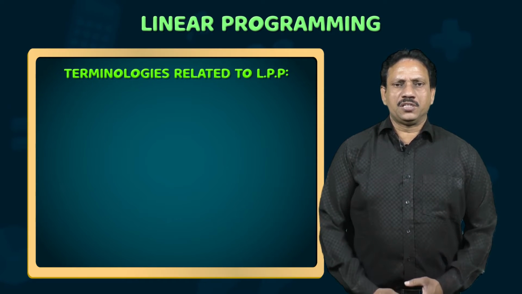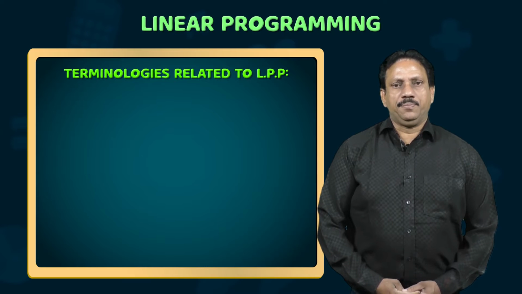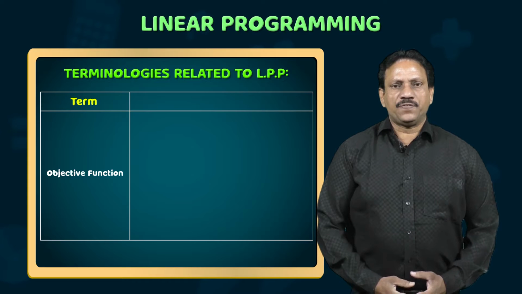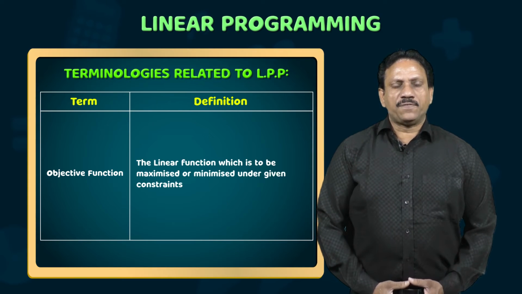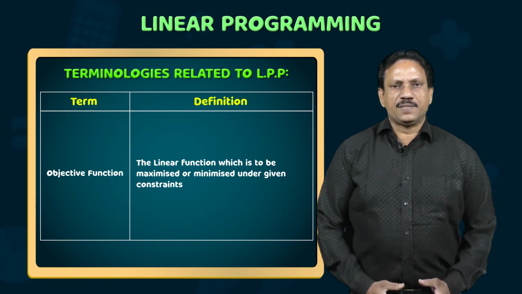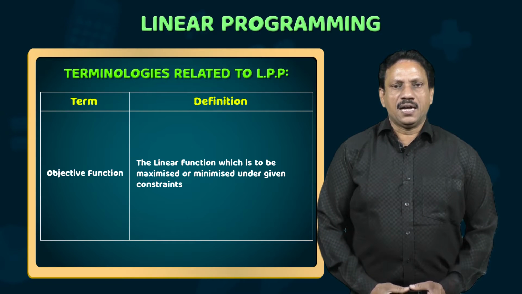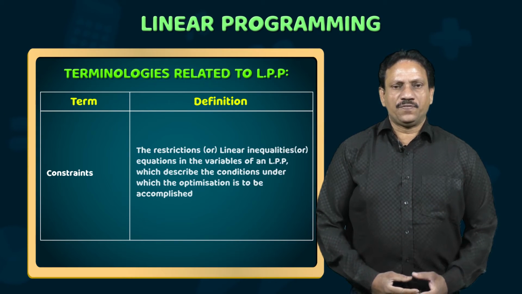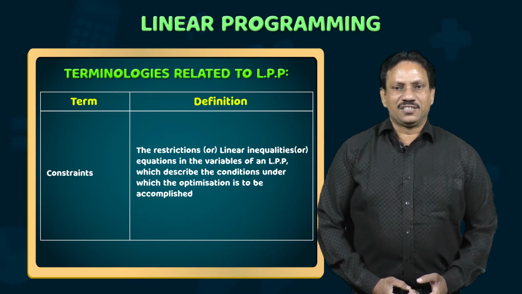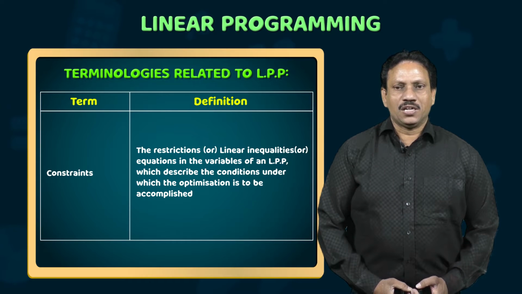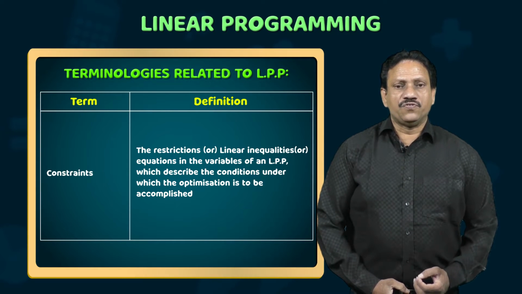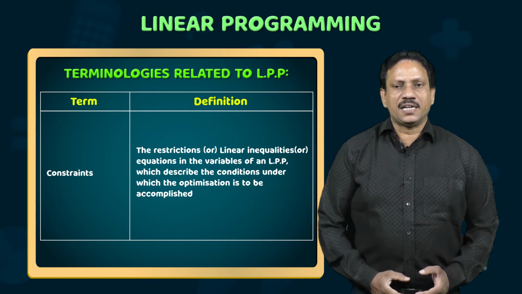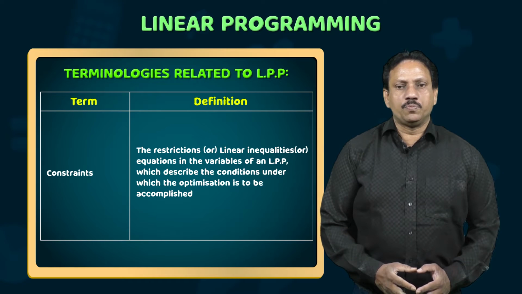There are some terminologies related to the LPP. Term: objective function. Its definition is the linear function which is to be maximized or minimized under given constraints. Constraints: the restrictions, linear inequalities or equations, in which variables of an LPP describe the conditions under which the optimization is to be accomplished.